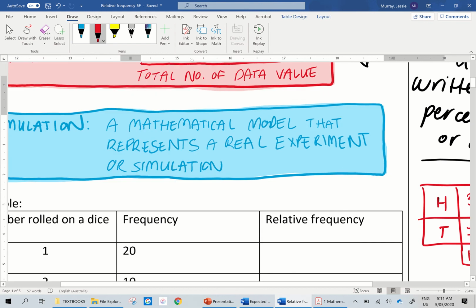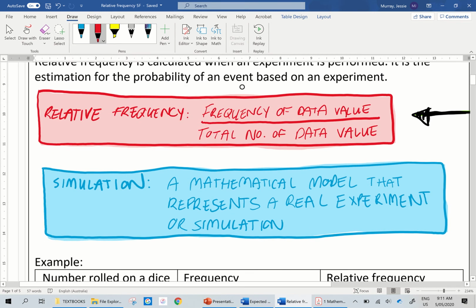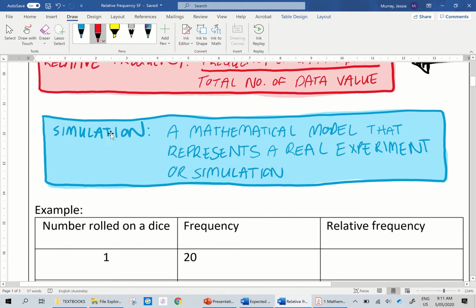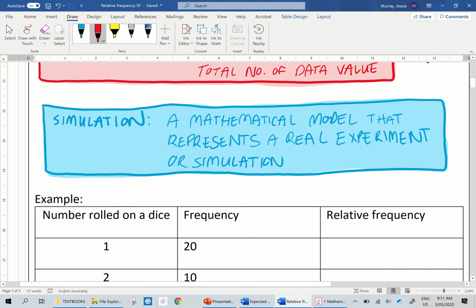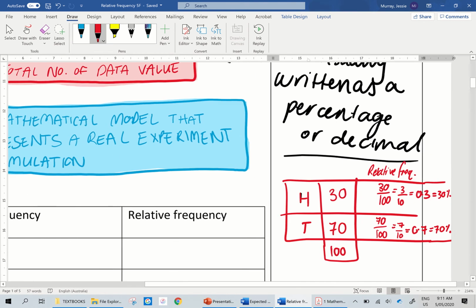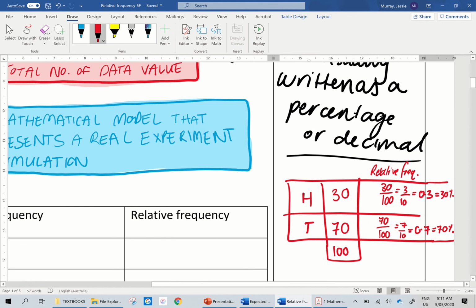All right, so now let's come back up here. So the relative frequency, we know now, is the frequency of that data value over the total number that was made. And the last little extra piece, it's not too important, but simulation. A simulation is just a model representing an experiment. So technically that little red table I have over here is a simulation of my experiment.